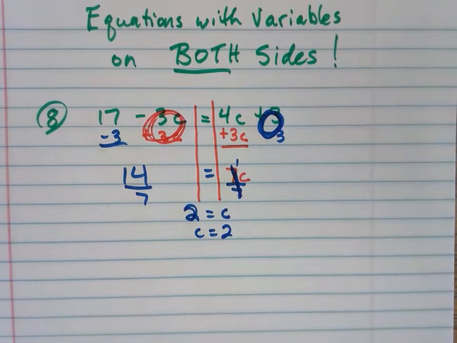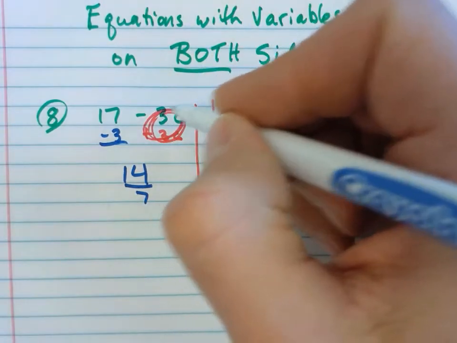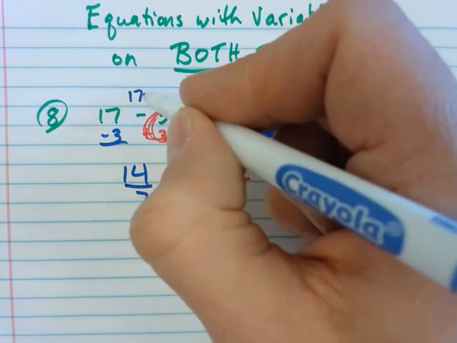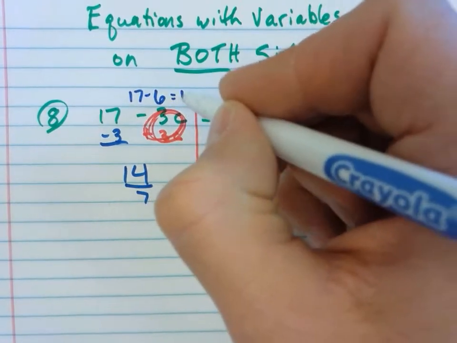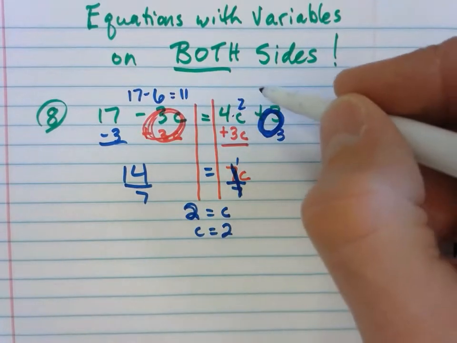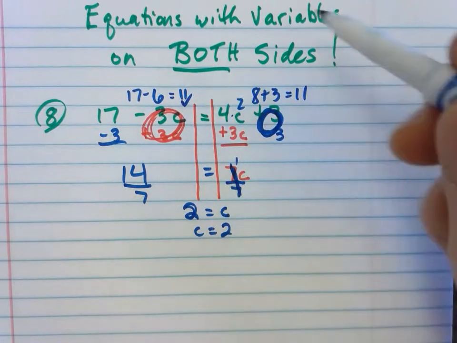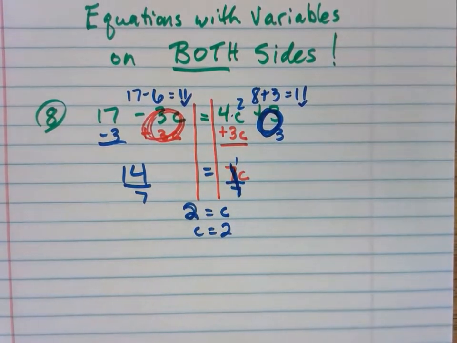So c equals 2. If you want to check it, put 2 in up here: 3 times 2 is 6, and 17 minus 6 is 11. Put it in right there: 4 times 2 is 8, and 8 plus 3 is 11. So I have 11 over here and 11 over here, and 11 equals 11. So you know you got it right.